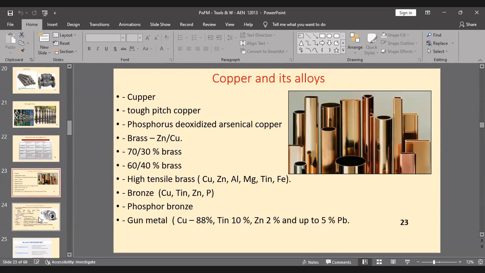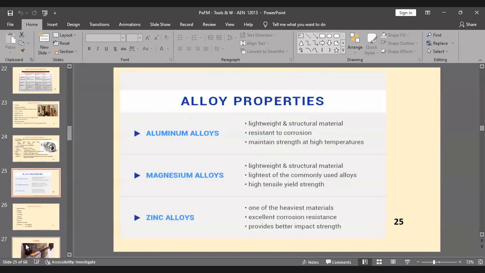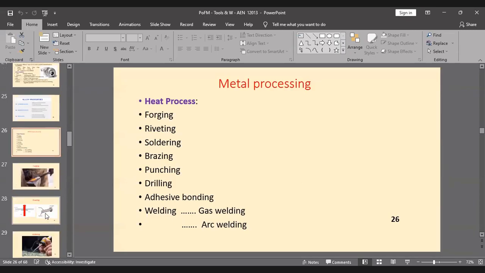Then aluminium alloy, you can find this is a centrifugal pump, right? Then alloy properties, aluminium alloys, magnesium alloy, and zinc alloy. These are the important alloys I mentioned here. You study later, right? Metal processing, heat process, forging, riveting, soldering, brazing, punching, and everything. And then metal heat process.